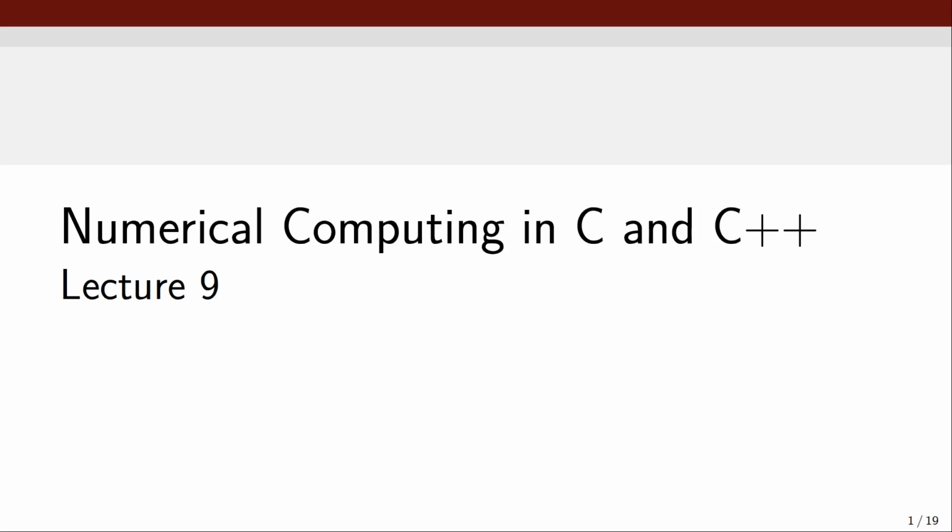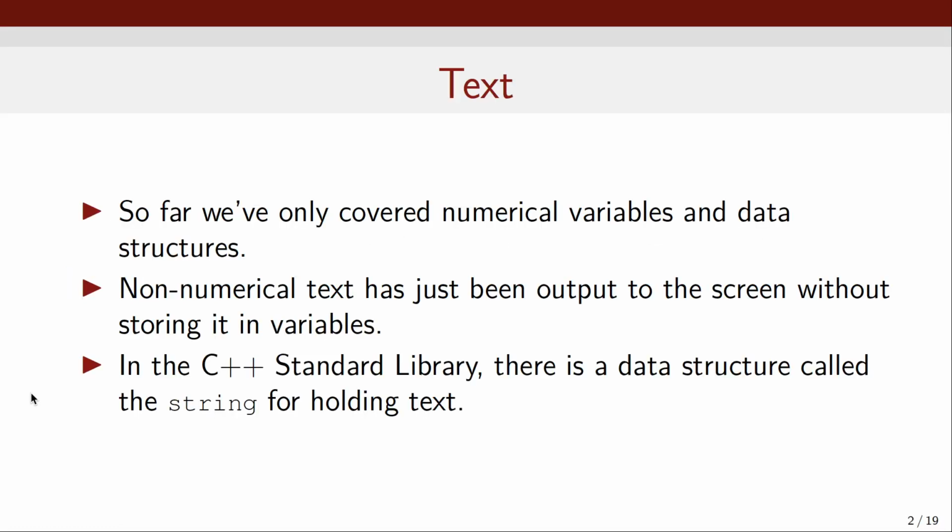In this video, we will talk about text and strings in C++. So far, we have only covered numerical variables and data structures, like integers, doubles, and vectors of integers and doubles. Non-numerical text has just been output on the screen without storing it in variables so far. In the C++ standard library, there is a data structure called the string for holding text.